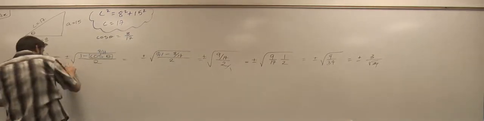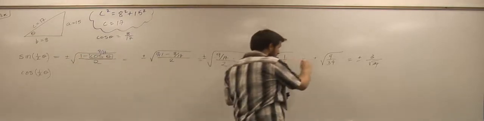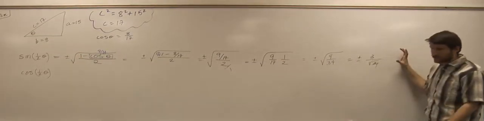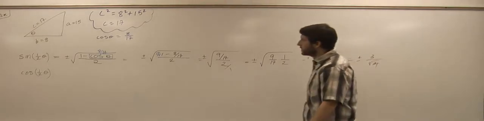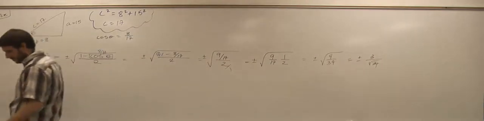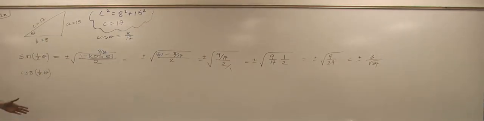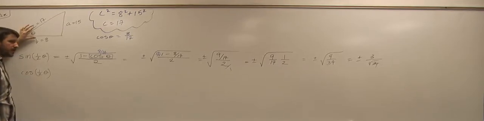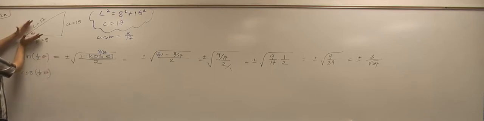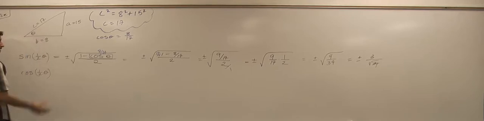You notice I kept writing this pesky plus or minus. But I can't have 2 answers for sine half theta. I just need 1. Is this going to be positive or negative at the end of the day, and why? Positive, because why? See, theta here is acute, right? Theta here is less than 90 degrees, because it's in a right triangle. So if you take an angle that's less than 90 degrees and you cut it in half, it's still less than 90 degrees. It's still in the first quadrant.